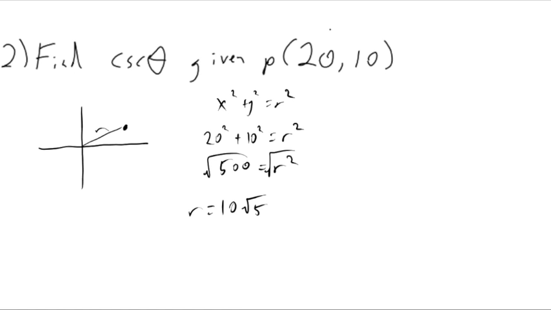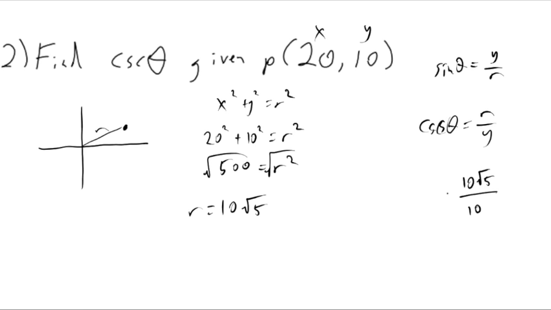So we know what x is, we know what y is, we now know what r is, and we're trying to find cosecant. So cosecant is the reciprocal of sine. So since sine of theta equals our y value over our r, that means that cosecant of theta equals r over y. So we just found out our r is going to be 10 root 5, and we know our y value is 10.